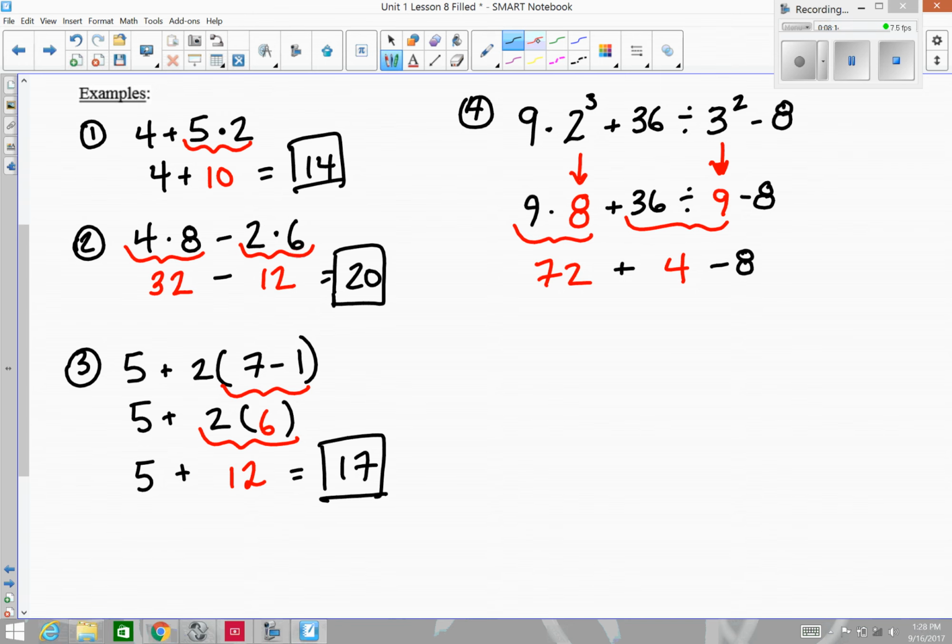So now I'm looking for addition and subtraction. I have addition of 72 plus 4, and I have subtraction of 8. I want to do these in order from left to right, so that means I'm adding the 72 and 4 first, and that gives us 76. And then I can do the subtraction of 8. 76 minus 8 leaves us with 68.